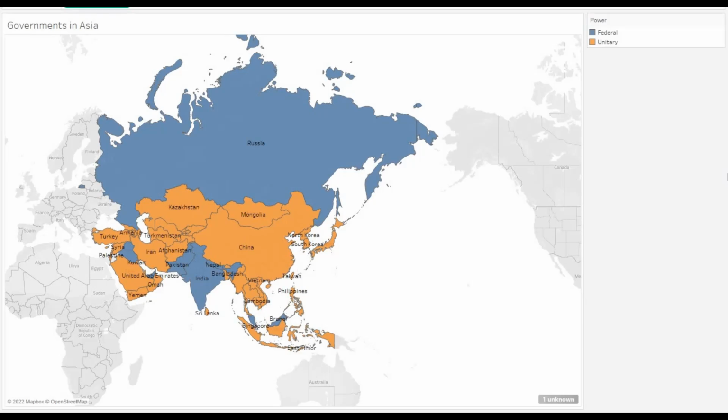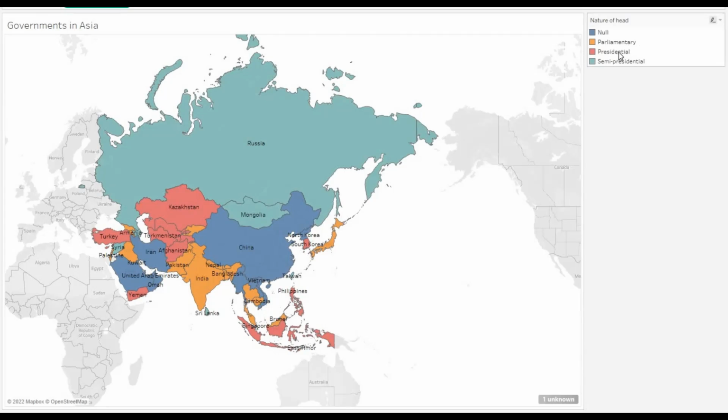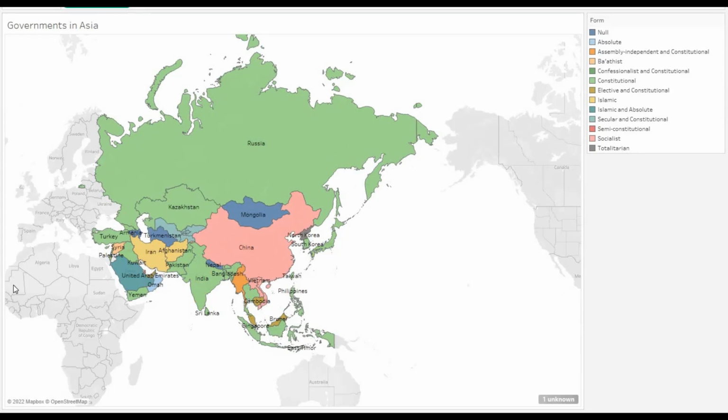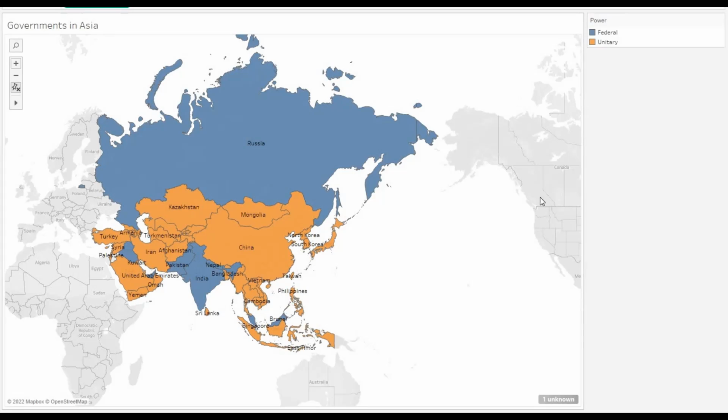So these were the different forms of governance, or the distinctions based on different factors, be it the head of the state, where we saw whether it is a republic or monarchy, or the nature of the head, whether it is presidential, parliamentary, or semi-presidential. Even in the case of monarchy, it could be absolute monarchy, elective monarchy, or constitutional in nature, that is, the monarch has to function within the limits of the constitution. And lastly, we had the power distribution throughout the country. So that was about different forms of governments in Asia.